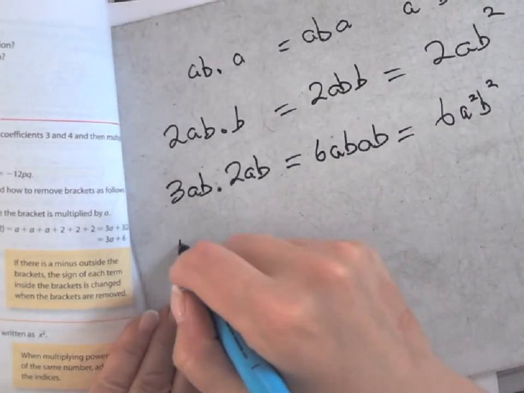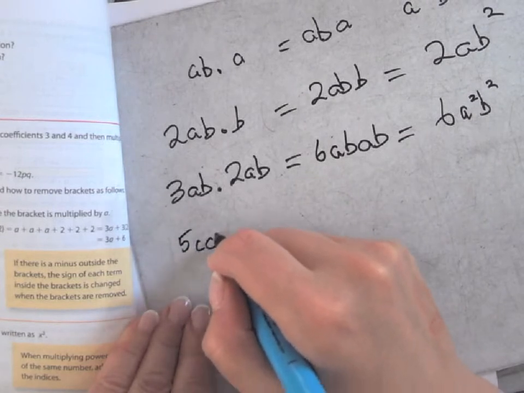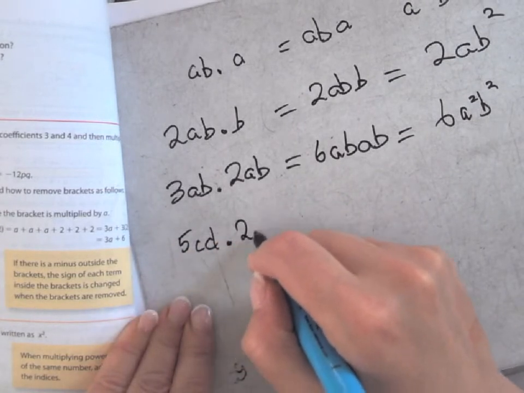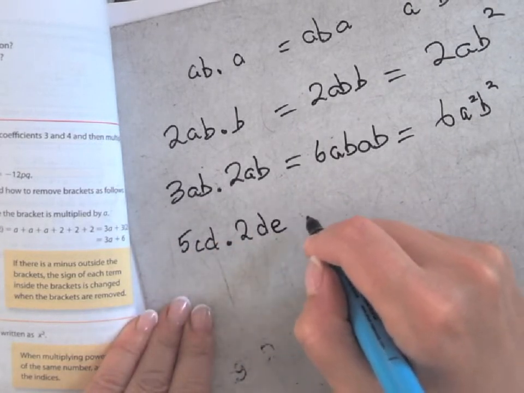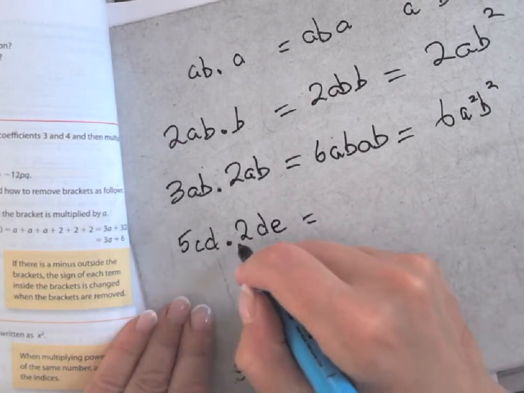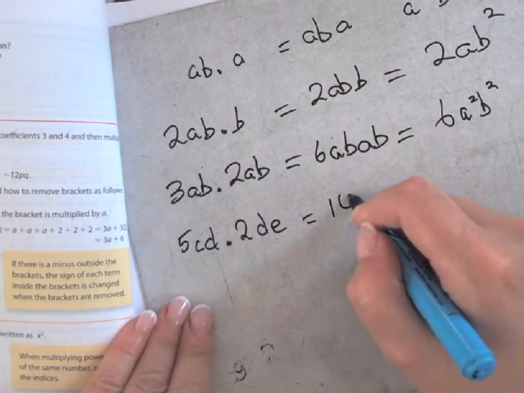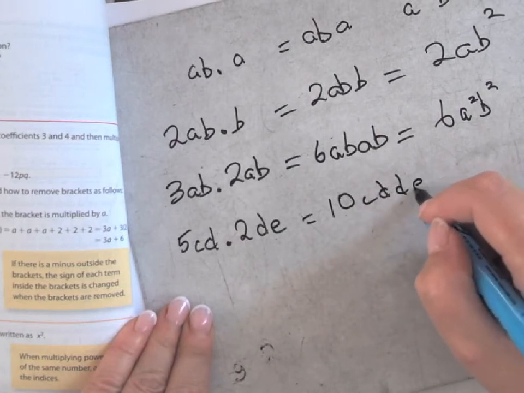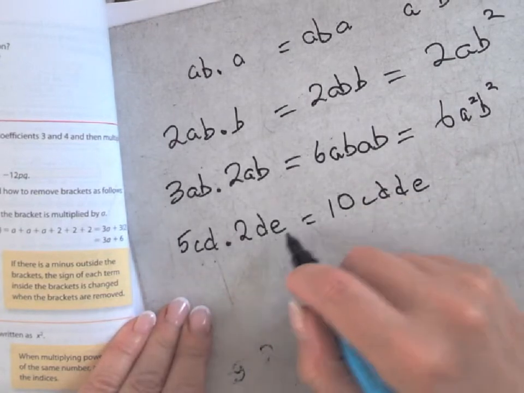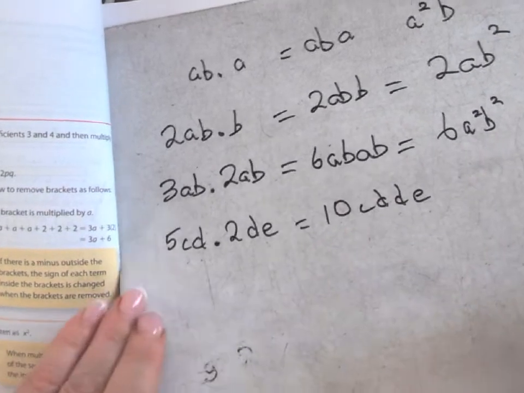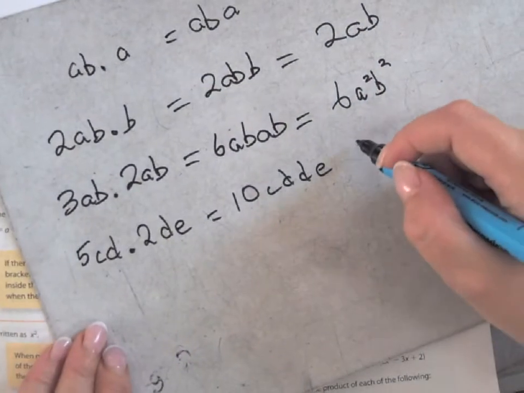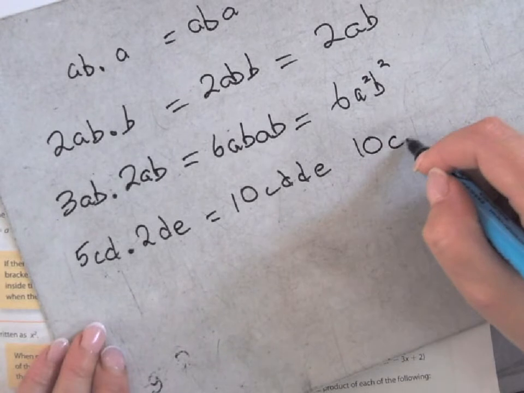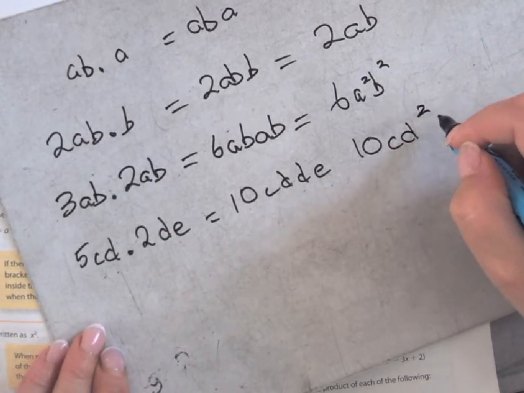5CD by 2DE. So you multiply the numbers. 5 by 2 is 10. Then write all the letters beside each other: C, D, D, E. But I have two D's. How would I write two D's? D squared. So that's 10 C D squared E. Isn't that right?